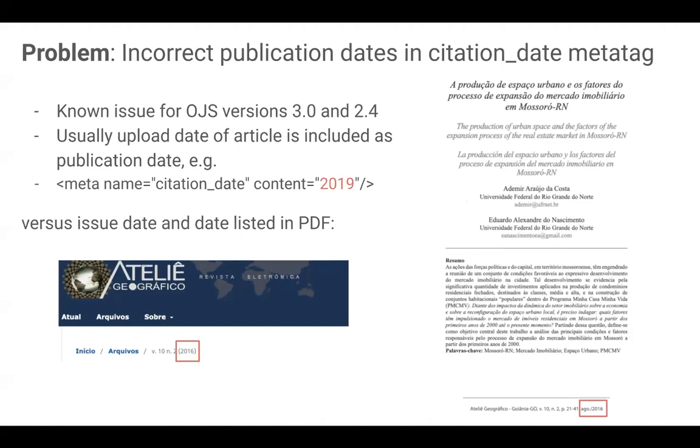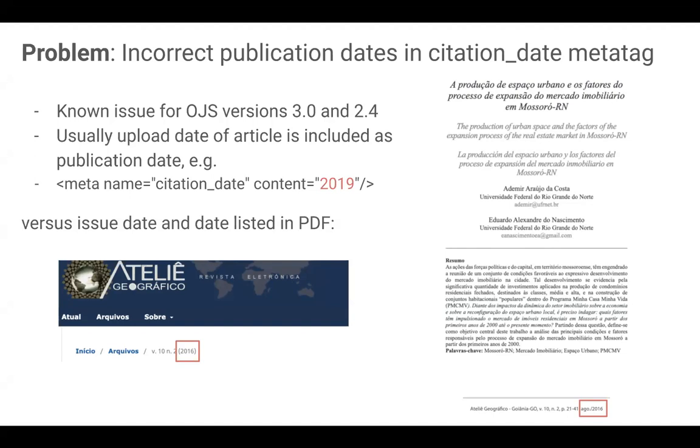So first is the publication date. And I would say this might be the most common issue that we see for OJS journals. The publication date is obviously a crucial piece of metadata for indexing scholarly articles. If the publication date in the citation date tag doesn't match the publication date of the issue or the publication date given in the PDF, it's a red flag for the indexing system.